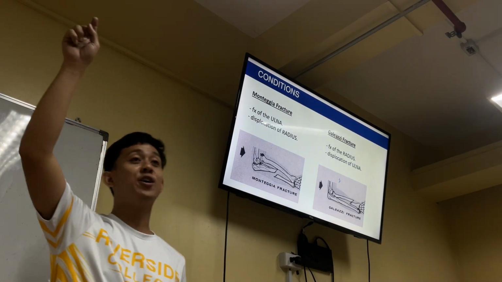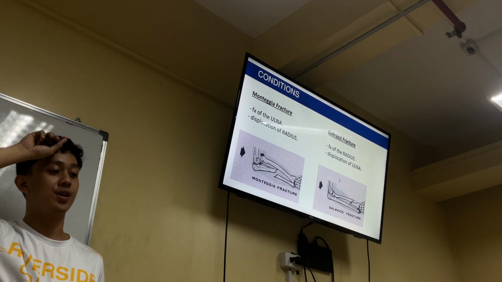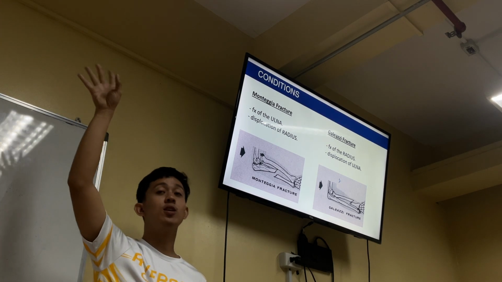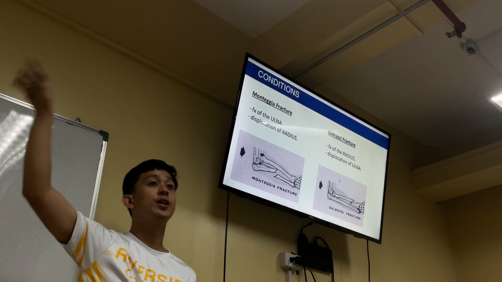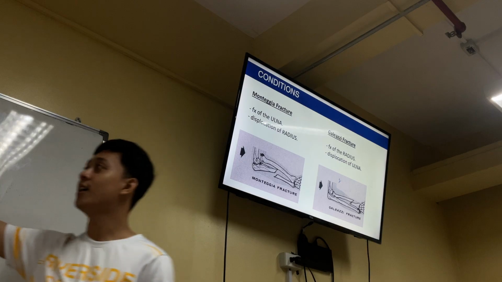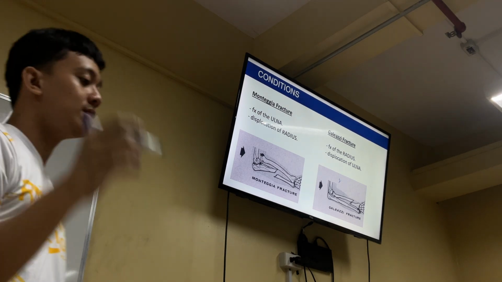I also included other common fractures of the forearm, but they are not included in the oral revalida. But you can use these as differential diagnosis of your distal radius fracture. We have here Coles and Smith, so you can just add these for differential diagnosis.